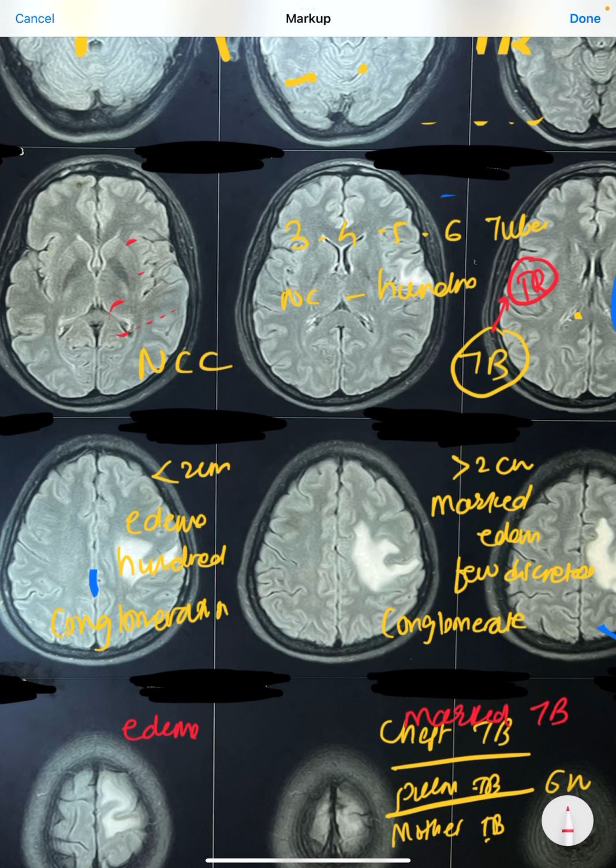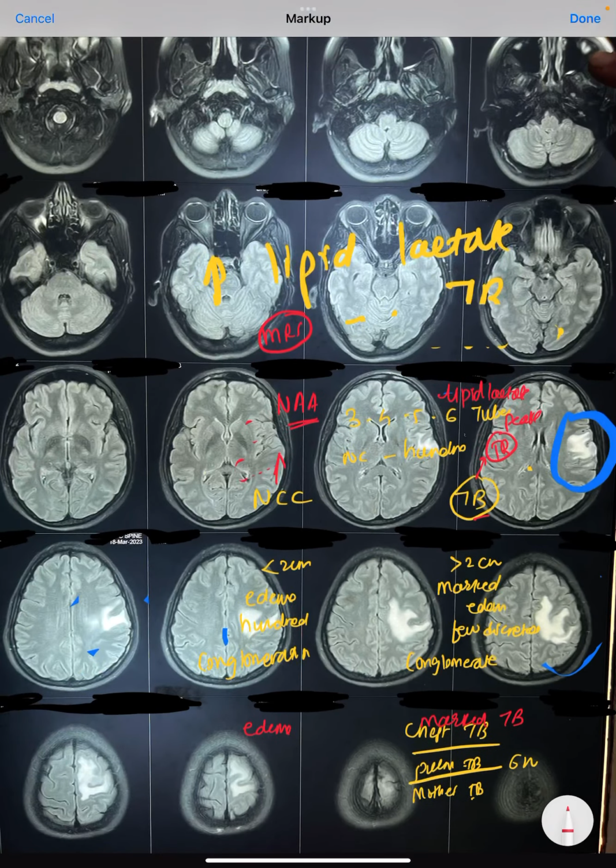And when we talk about magnetic resonance spectroscopy, NCC shows us multiple amino acid level peaks on the spectroscopy, but in tuberculoma, we see lipid lactate peaks, which is very typical and favors the diagnosis of tuberculoma. So this was a very interesting case.